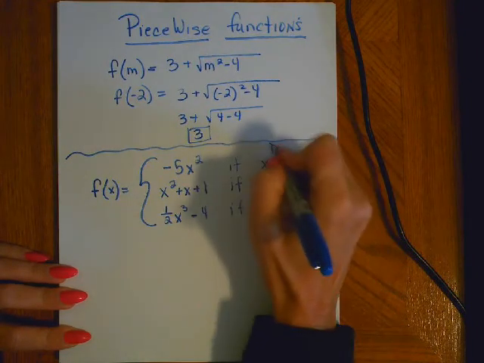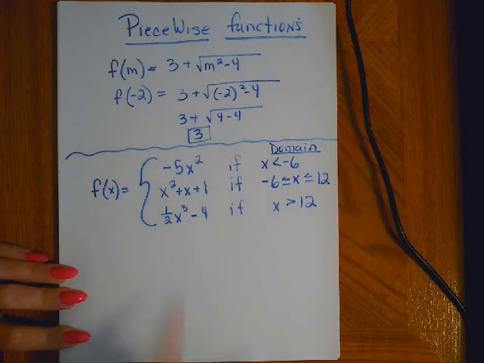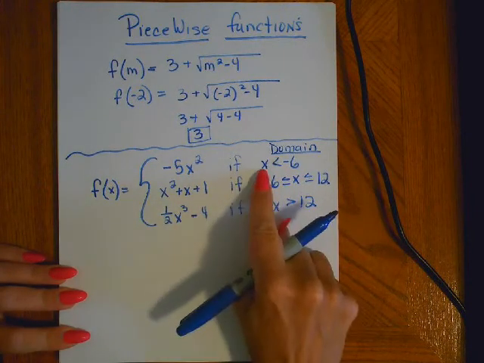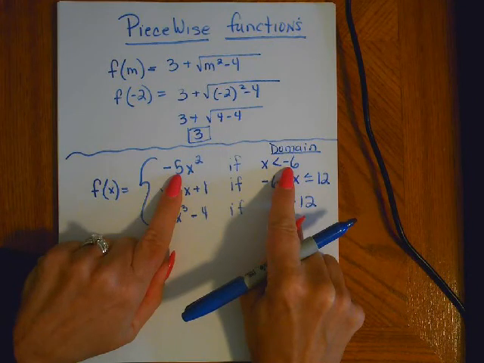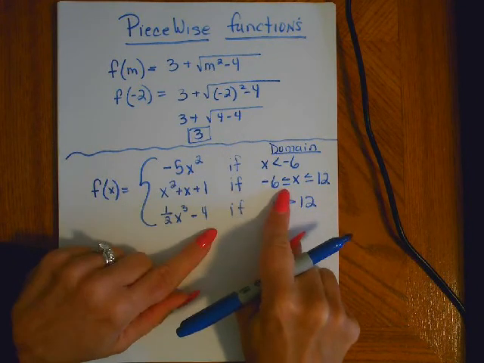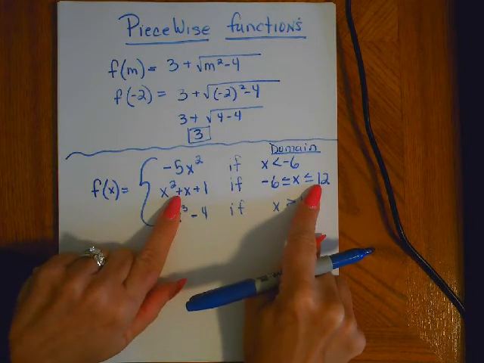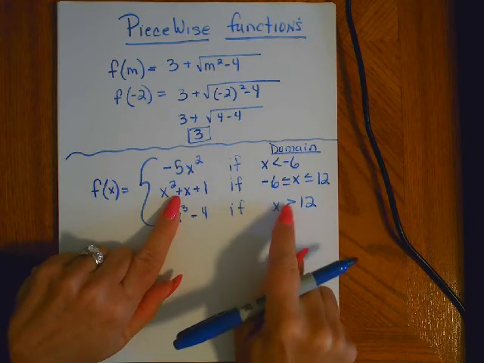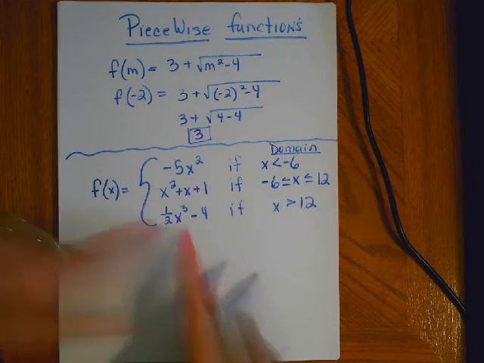It's telling you basically what the domain of that particular equation would be. So if your x values are less than negative 6, you're going to exist on this part of the graph. If your x values are greater than negative 6 and including it, and less than and including 12, you're going to exist on this part of the graph. And if x is greater than 12, this is the part of the graph you're going to look at.